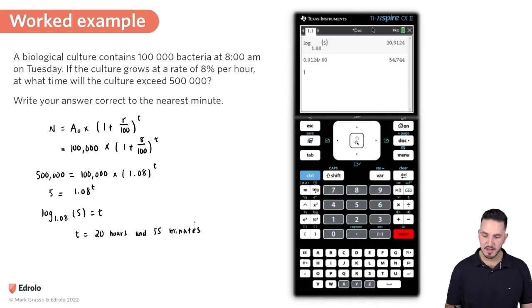And because it's asking at what time, we have to see it's 20 hours and 55 minutes later after 8 a.m. So it's going to be 4:55 a.m. on Wednesday, so the following day. So again, first you want to set up your exponential model and then refer to the question in terms of what it's asking for. So in this case, looking for the time, or the exact time, to the nearest minute.